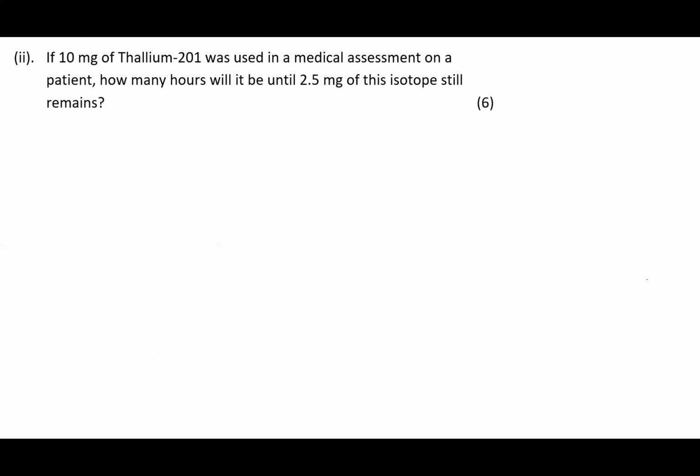If 10 milligrams of thallium-201 was used in medical assessment on the patient, how many hours will it be until 2.5 milligrams of this isotope still remains? So it's 146 hours, and that's how you get there. So how do we work that out? Well, 10 milligrams is what you start with. 10 divided by 2 is 5 milligrams. That took 73 hours because that was the half-life of thallium-201. And then 5 divided by 2 is 2.5 milligrams. And that took another 73 hours. That's a total of 146 hours.